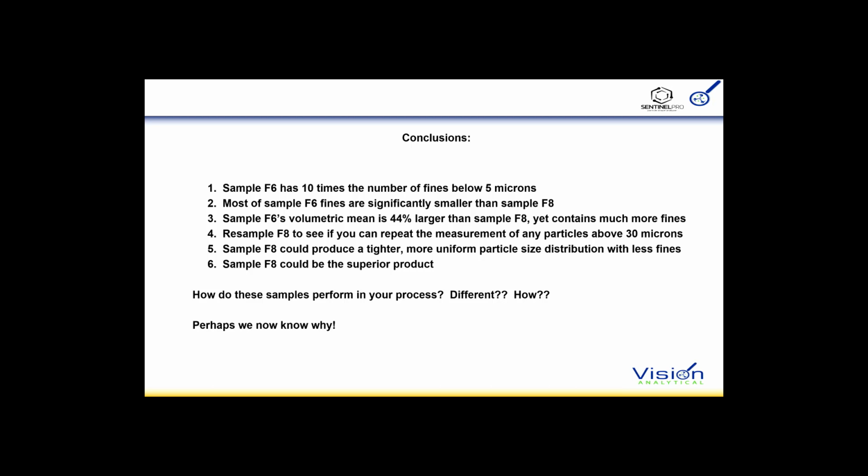Resample F8 to see if you can repeat the measurement of any particles above 30 microns. Sample F8 could produce a tighter, more uniform particle size distribution with less fines. Sample F8 could be the superior product. How do these samples perform in your process? Are they different? How are they different? Perhaps we know why. Perhaps it's fines.